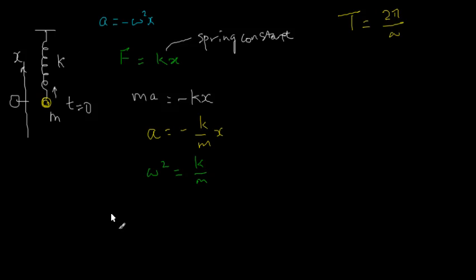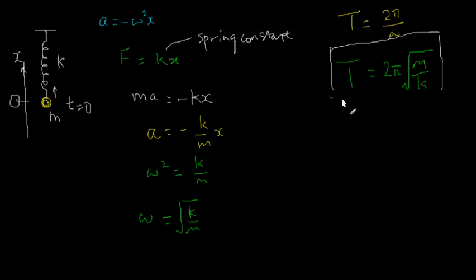And I need omega there, so let me take the square root of this. So omega is equal to square root of k over m. And therefore T, since this is 2 pi over omega, that will be inverted. I get m over k. And that gives me the period for the spring.